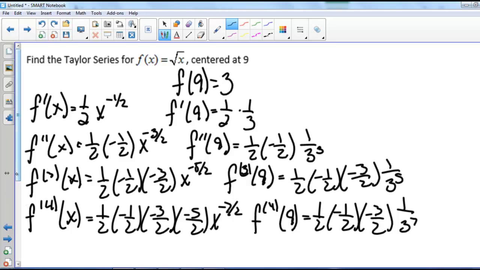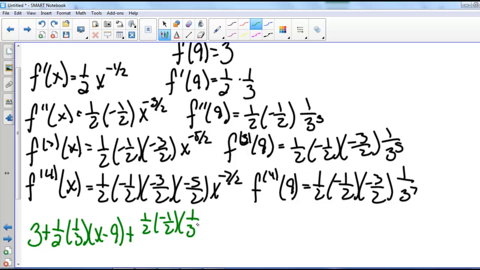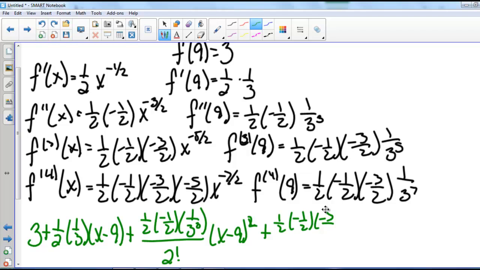So writing out our Taylor series, we have 3 plus 1/2 times 1/3 times x minus 9, plus 1/2 times negative 1/2 times 1 divided by 3 cubed, divided by 2 factorial, times x minus 9 squared, plus 1/2 times negative 1/2 times negative 3/2 times 1 divided by 3 to the 5th, divided by 3 factorial, times x minus 9 cubed, and so on.